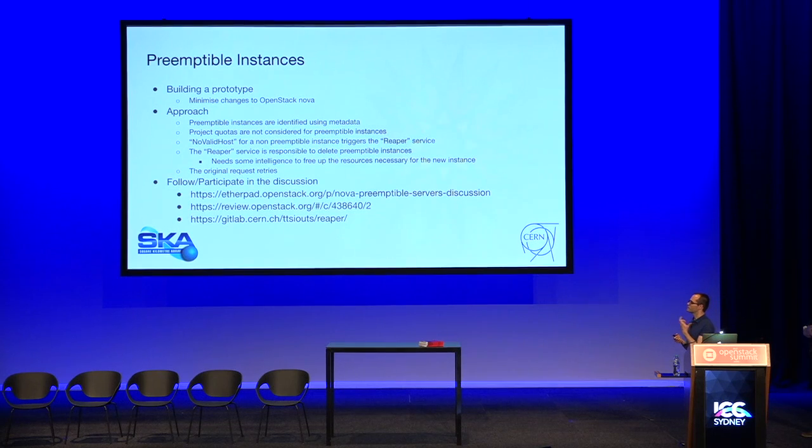So when the Nova scheduler detects that there is no more space available, it will send a no-valid host, like today. And then we are prototyping a Reaper that will get that no-valid host, and we will kill the preemptible VMs that are in the cloud to make space available for the project VM.